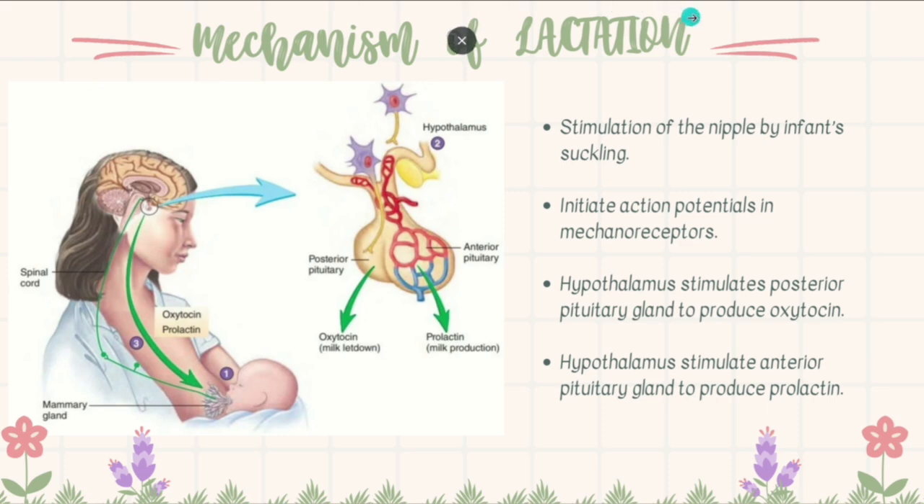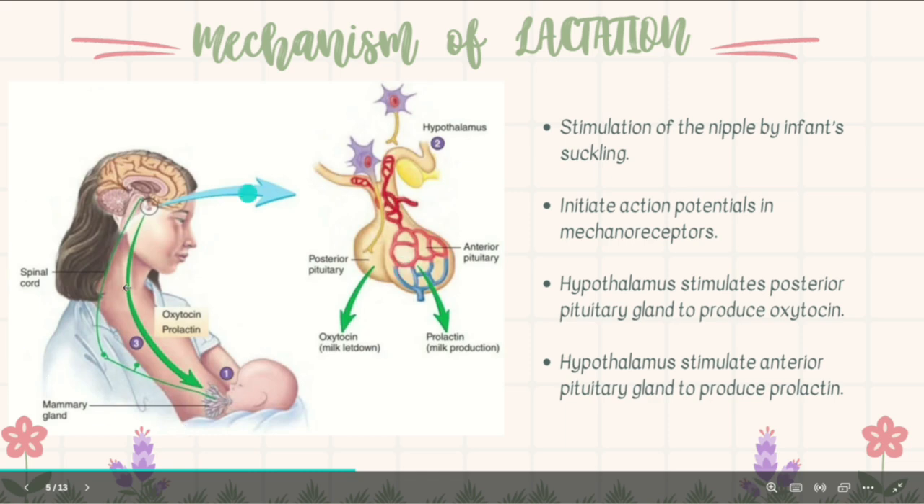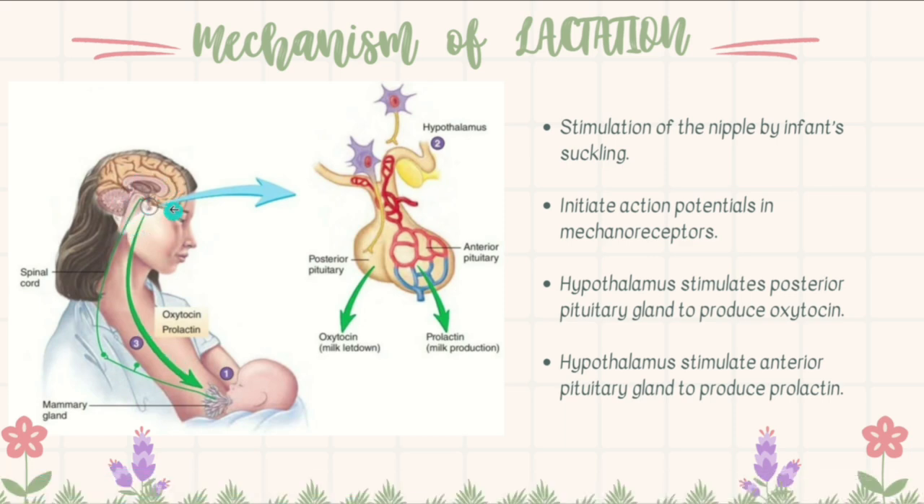Now we look at the mechanism of lactation, basically the production of milk. As we can see here in the diagram, the lactation process is stimulated when the baby starts to suckle on the mother's breast, and the mechanoreceptors in the mother's breast will then send signals towards the mother's brain in the hypothalamus, and then the hypothalamus will send signals towards the pituitary gland to produce certain hormones.